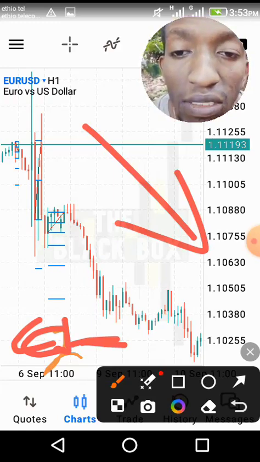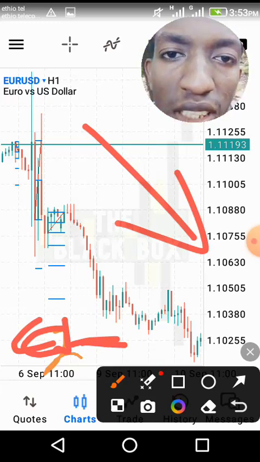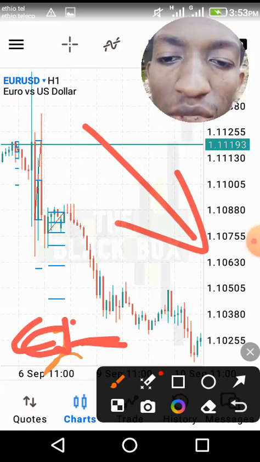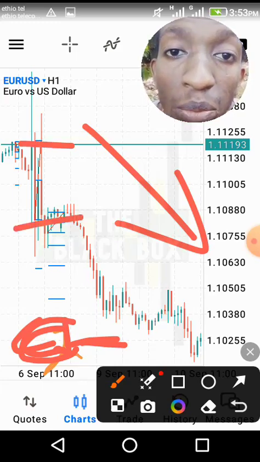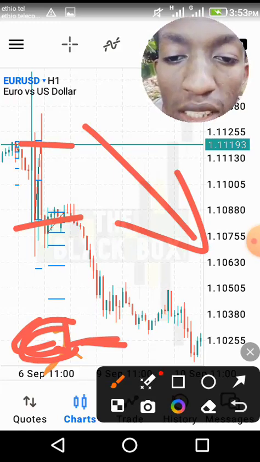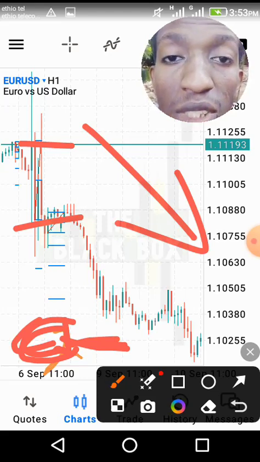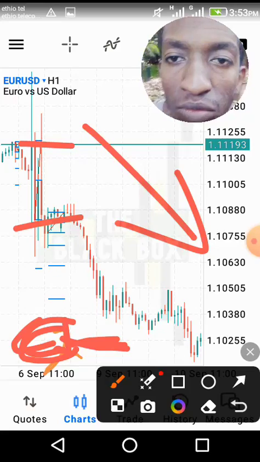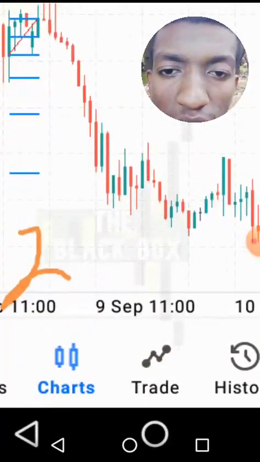So if the price gives me a trade in the direction of the TP2 that I drew based on the bigger black box, then I will be targeting that TP2. So as you can see right here, what happened? We got a sale.